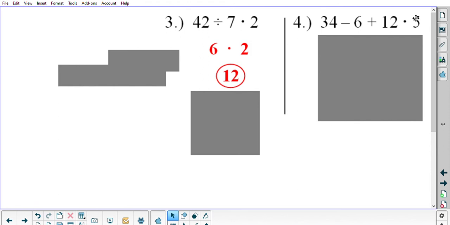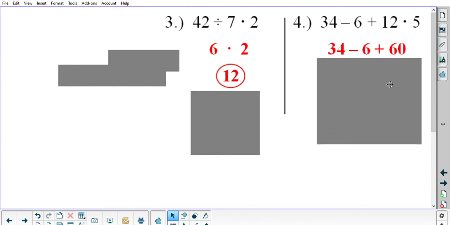But that does not mean that you will go left to right on an entire problem when there's a combination of addition, subtraction, and also multiplication or division. You must always multiply or divide before you add or subtract. So here we go. 12 times 5 is 60. So we put that 60 underneath the 12 times 5. We bring down the rest of the problem. This is how I expect to see your work whenever I check it when I see you in class. From here, what do we do?